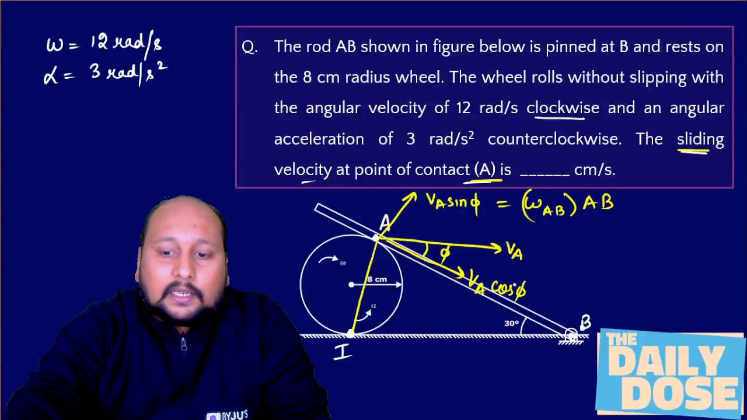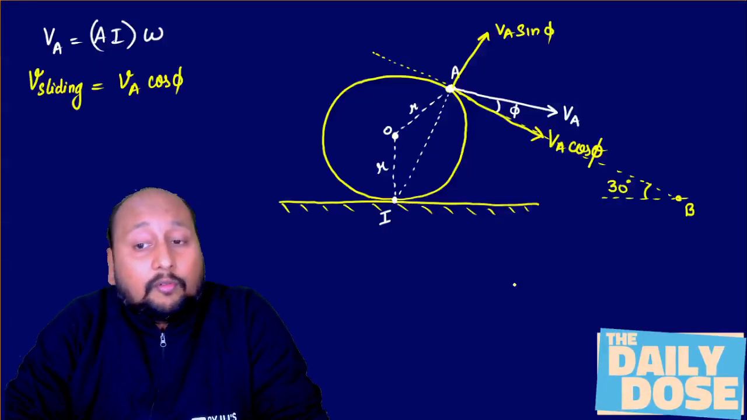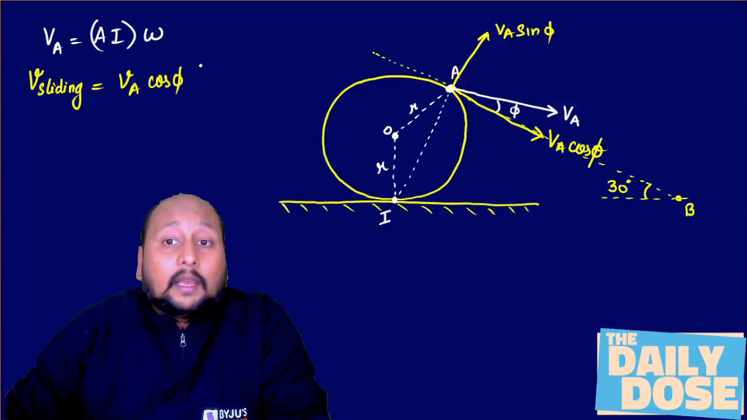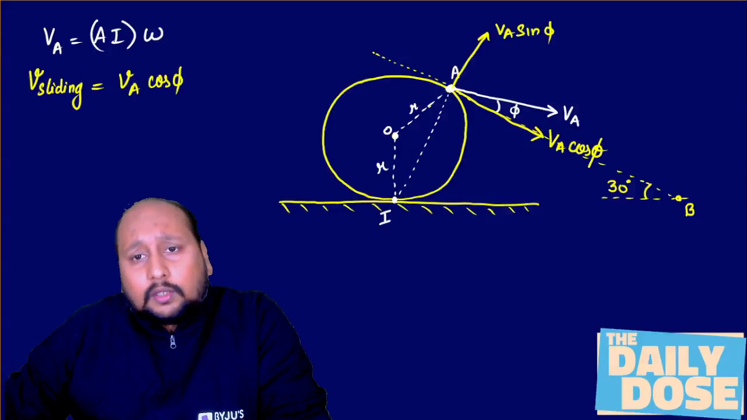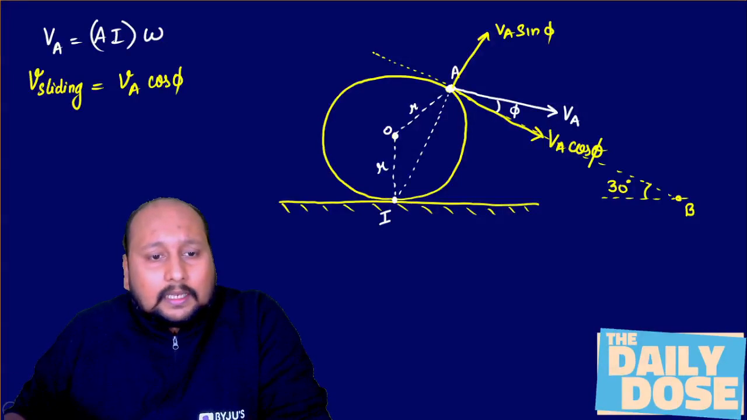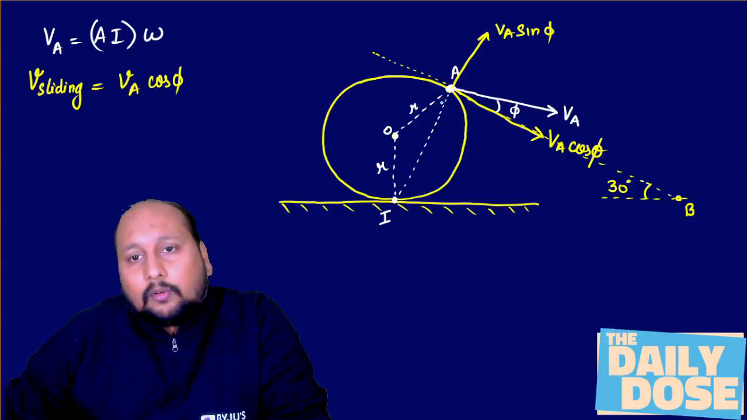So our challenge is, we first need to calculate the value of VA, then put this value over here, and also we need to calculate the value of phi. Now, you know that this particular angle will be 90.